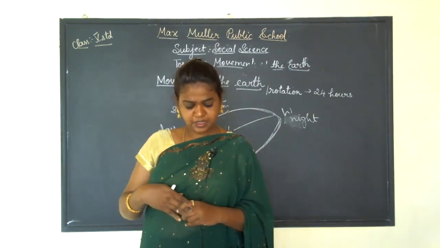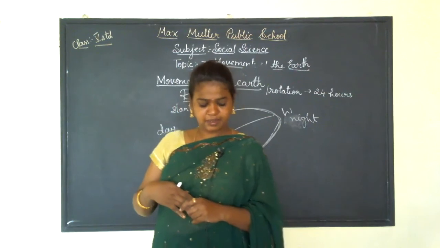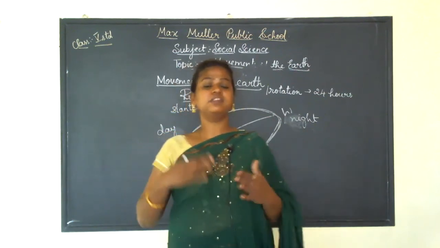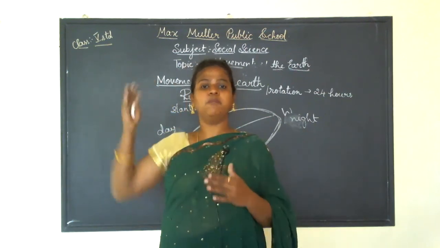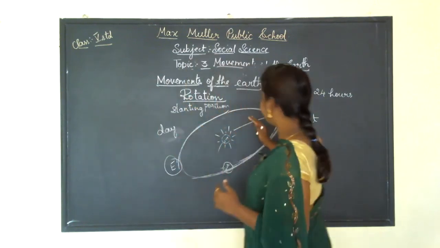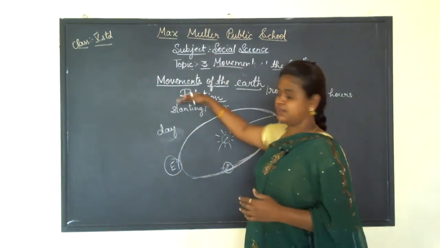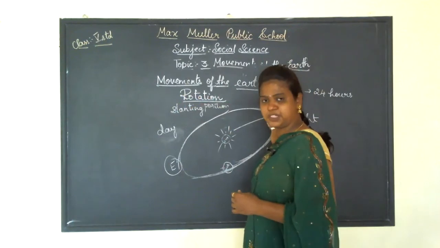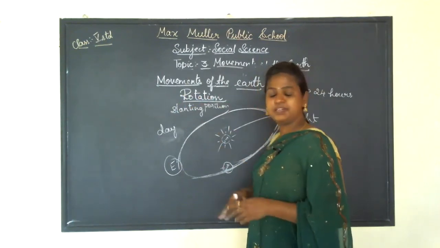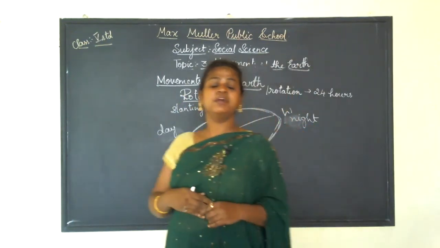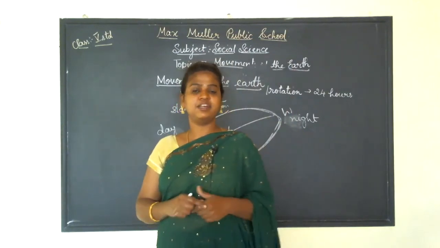So what happens here? The eastern hemisphere is ahead, means it is a little above, it is ahead, and it is a little bigger than the western hemisphere. So that is why the eastern hemisphere will be facing day first and the western hemisphere night.